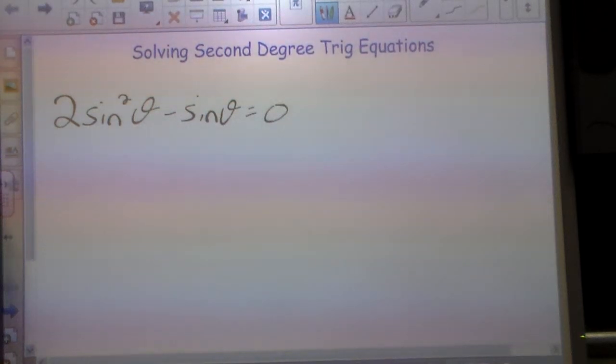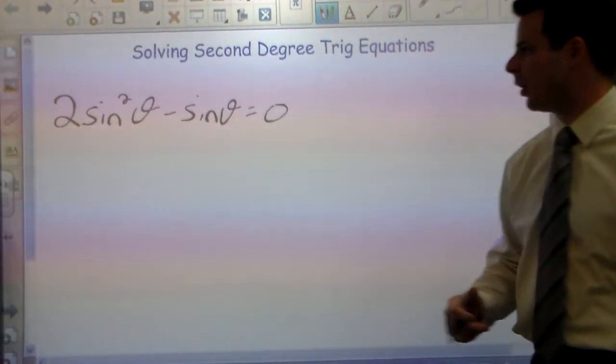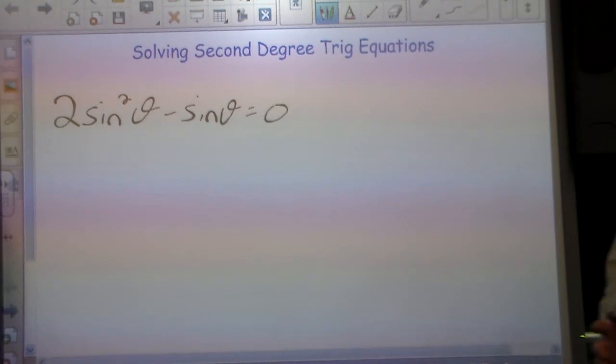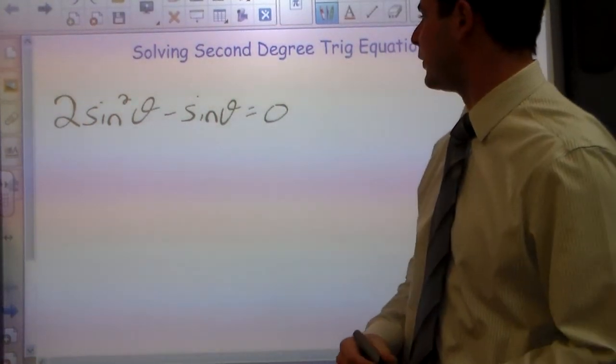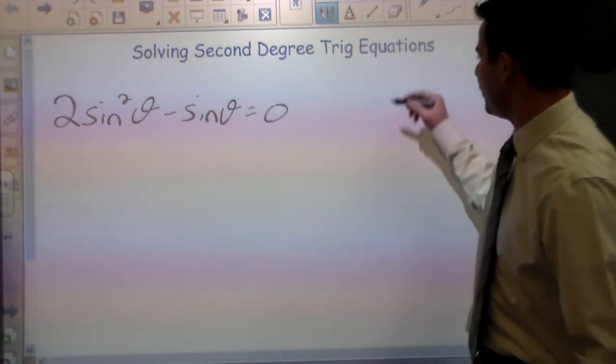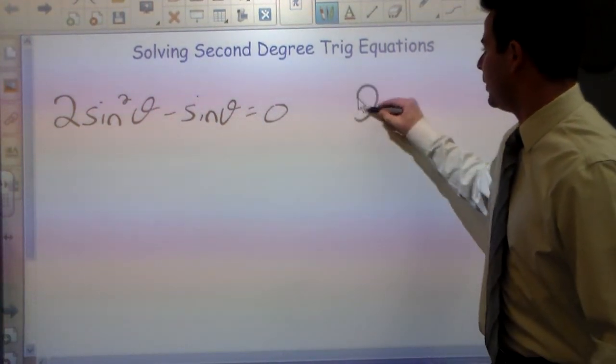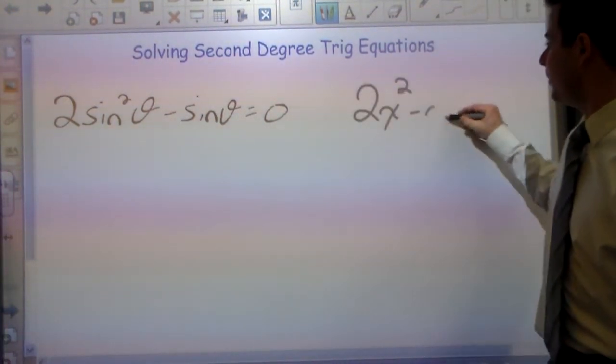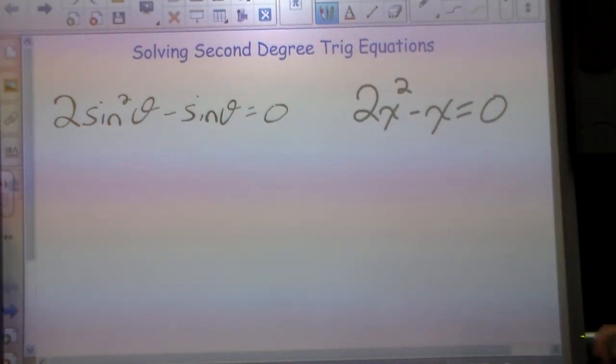So we left off solving first degree trig equations by comparing them to polynomial equations. We're going to do the same thing here with trig equations. So let's say we have an equation represented by 2 sine squared minus sine equals 0. Now comparing this to something that we know how to do, 2x squared minus x equals 0.